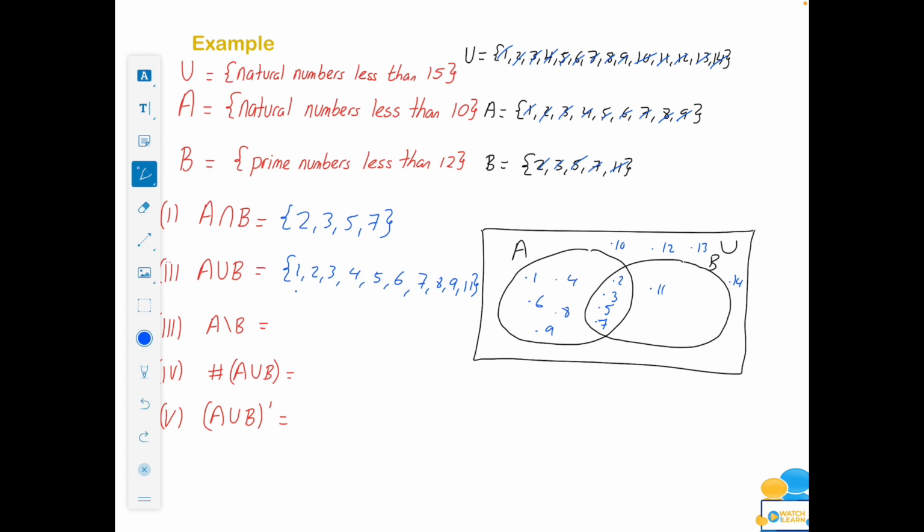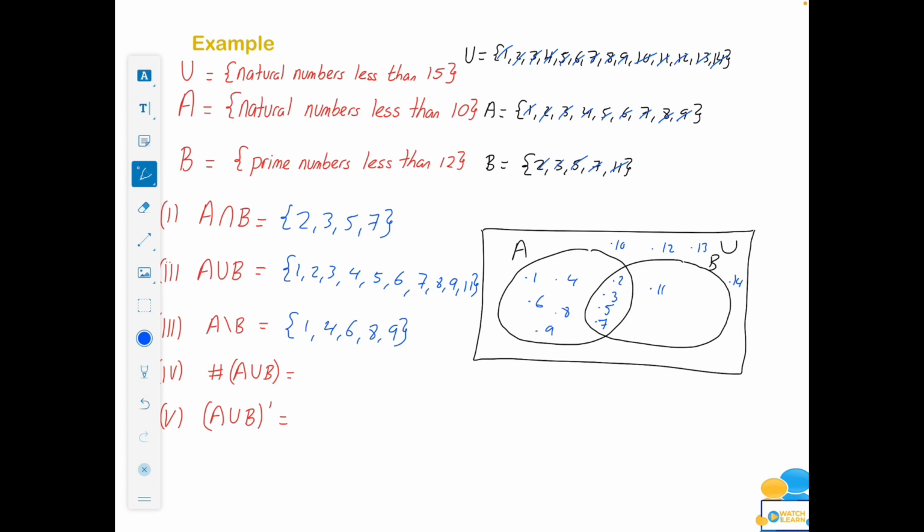Perfect. Okay, then the next one is A less B, or in other words, what's in A that's not in B. Okay, what's in A without B? These are our answers here. So it's 1, 4, 6, 8, 9.